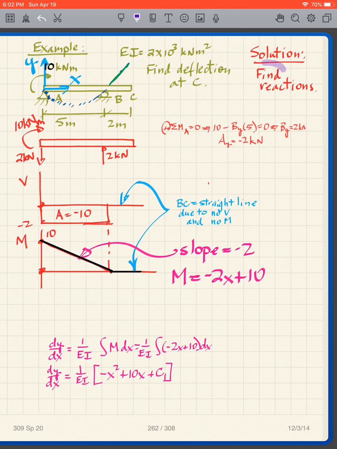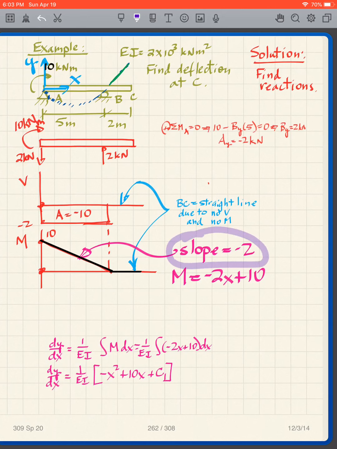Again, what do we have to do? Find the reactions, draw the shear and bending moment diagrams. I'm not going to go through that, but here are my reactions. I draw my shear diagram down to negative 2. I have my concentrated moment of 10, so we're up to 10, that area is negative 10, I go down to 0. And then of course what we see is that there's no shear, there's no bending. That means that portion of the beam does not deform, it's a straight line. So from B to C, it's a straight line due to the fact there's no shear, no bending moment.